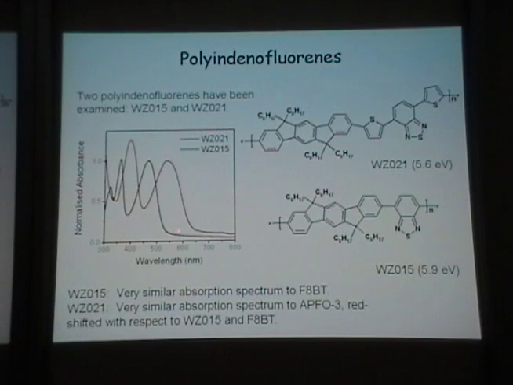So in the absorption spectrum, you can see the effect that those thiophene units have. The absorption spectrum of WZ015 is very, very similar to F8BT. They're actually identical, with the lowest energy band at about 470 nanometers. With those additional thiophene units, you get a rather significant redshift to about 540 nanometers.